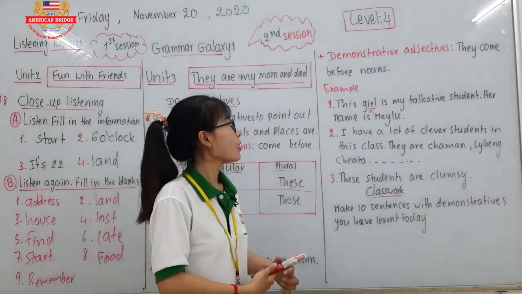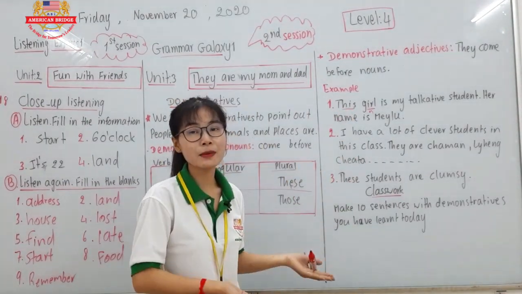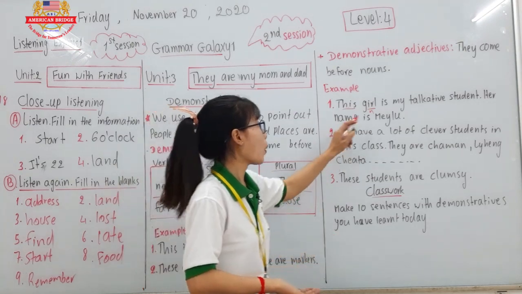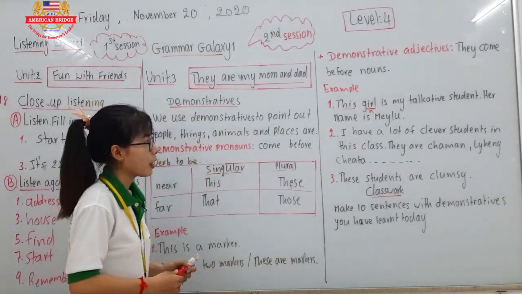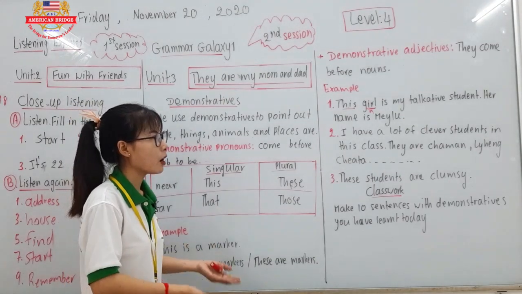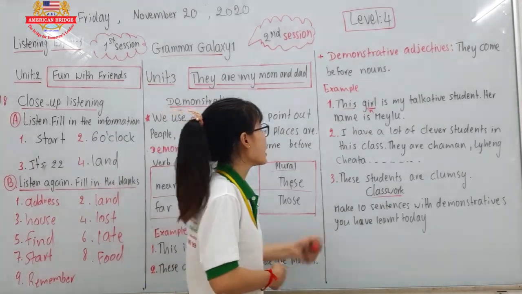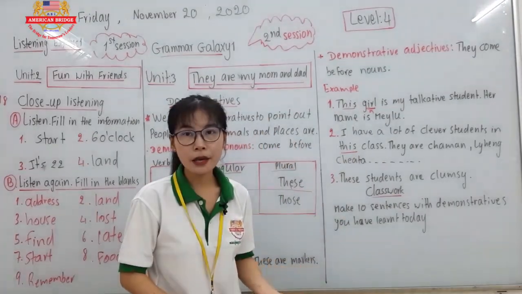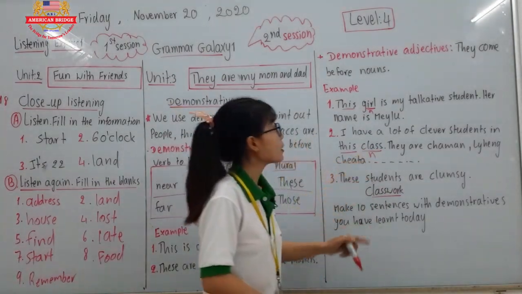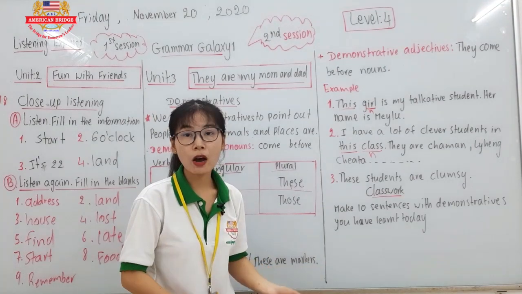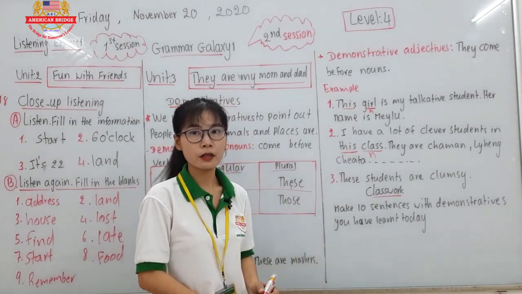Okay, now let's move here. Like here, this, right? So this is a demonstrative pronoun. So when it comes before a noun, we call it a demonstrative adjective. Let's go to number 2. I have a lot of clever students in this class. Here, this is a demonstrative adjective and class here is a noun. So when it comes before a noun, we call it a demonstrative adjective, like you can see here.